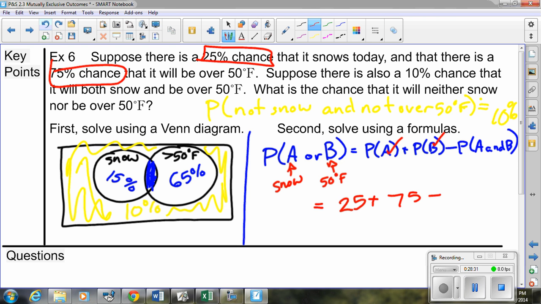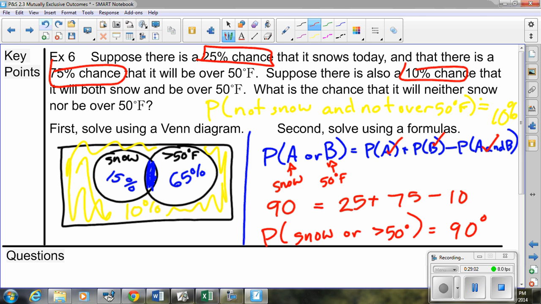Then we have to subtract off the probability of being both. What is the probability of it being both? That was 10%, so subtract off 10. And we wind up getting this answer, 25 plus 75 minus 10 is 90. It says the probability of getting snow or over 50 degrees is 90%.